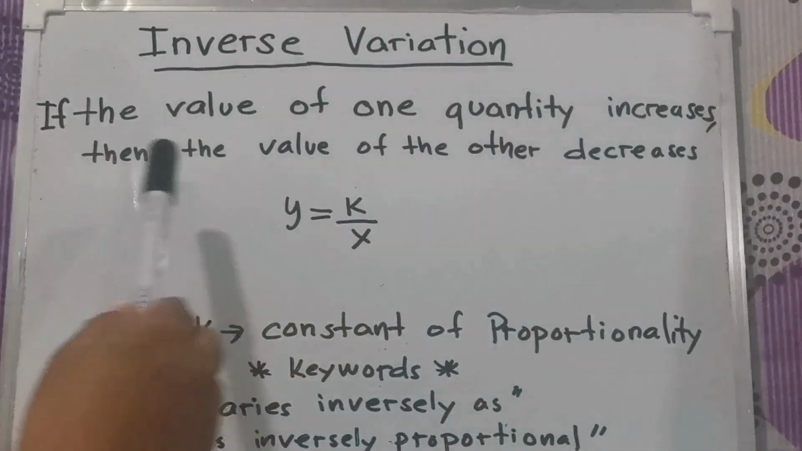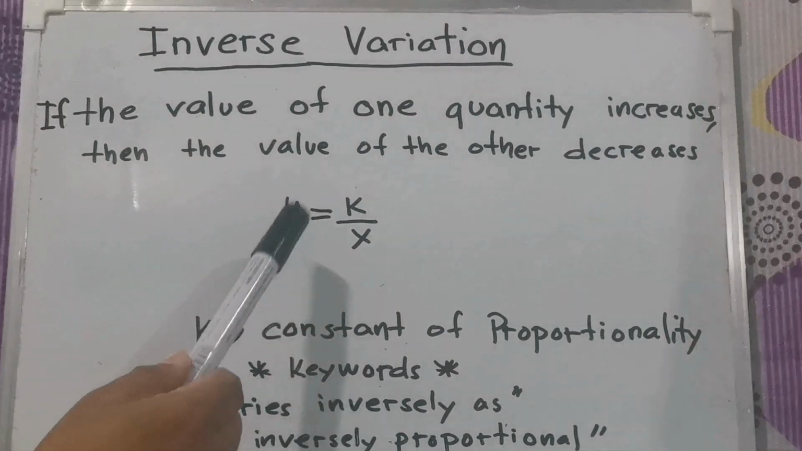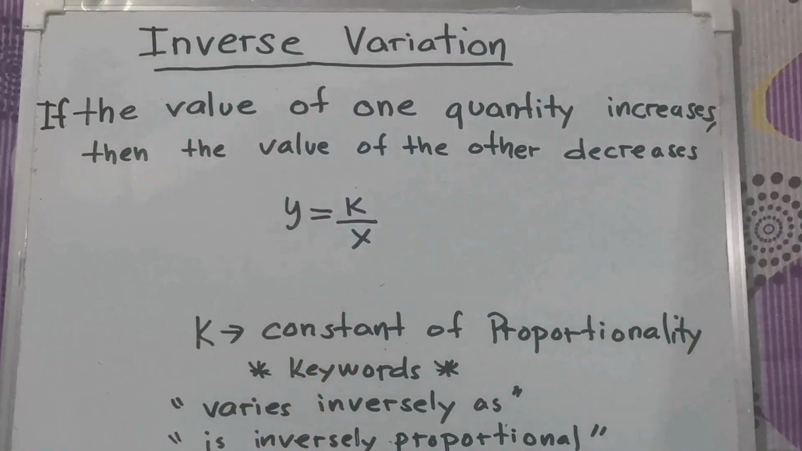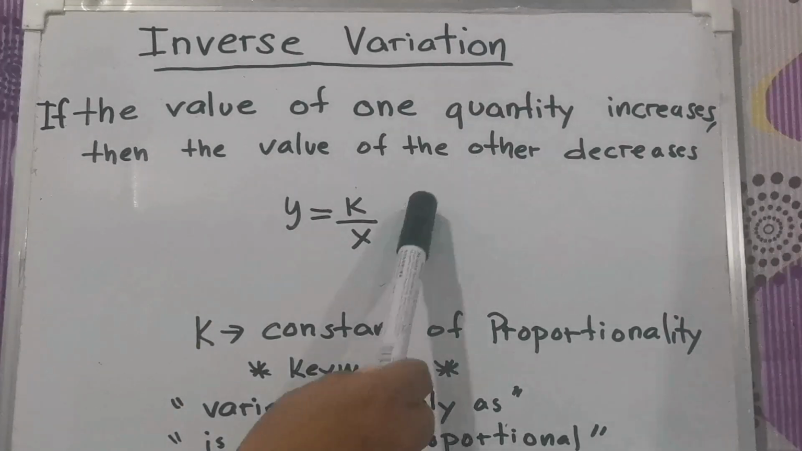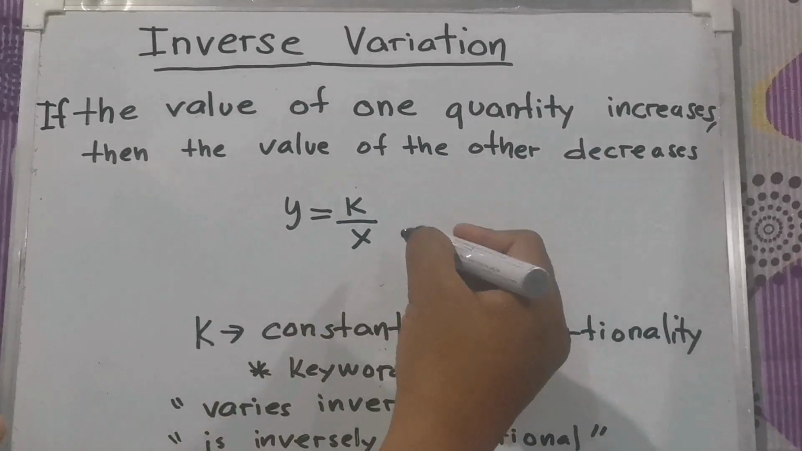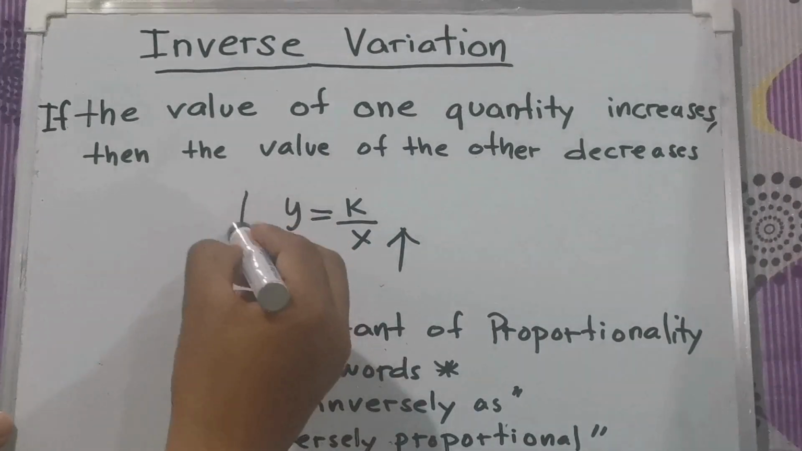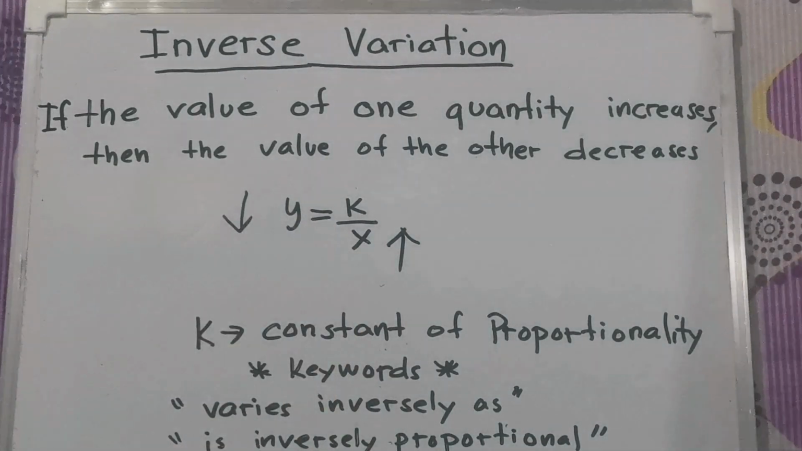Now in inverse variation, if the value of one quantity increases, then the value of the other decreases. And it is represented by y is equal to k over x. When x increases, y decreases. So we can see here that if the value of x increases, the value of y decreases, and vice versa.